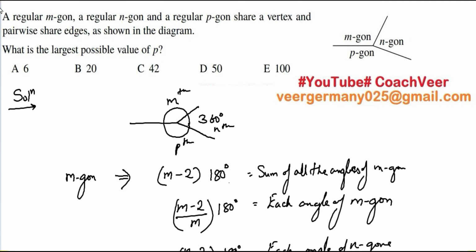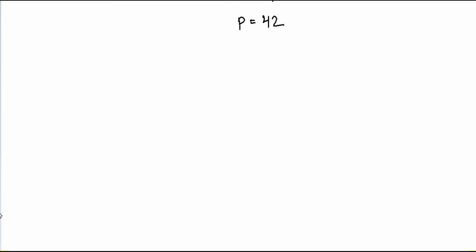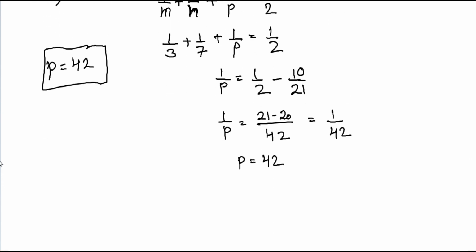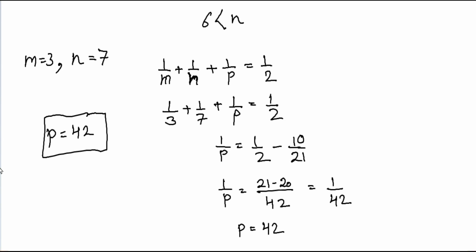See, we have other values also, 50 and 100 also in our options. But let's try some other values, like m can be more than 3, or n can be more than 7, 8. But what happened because of that? That also we need to see. But if you check, you will find that p will not be an integer then.